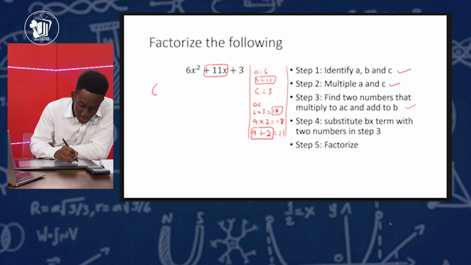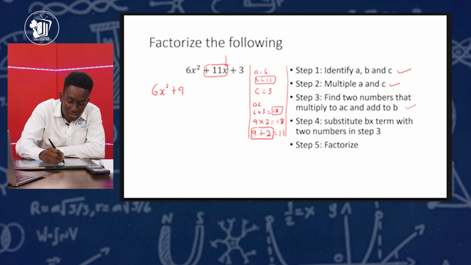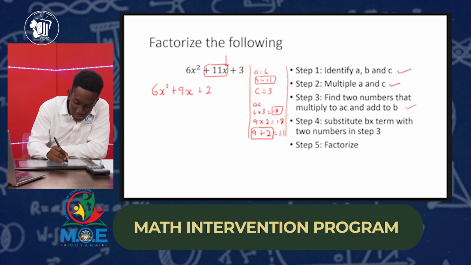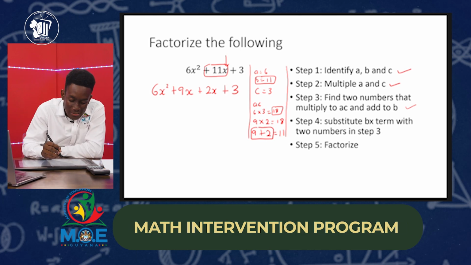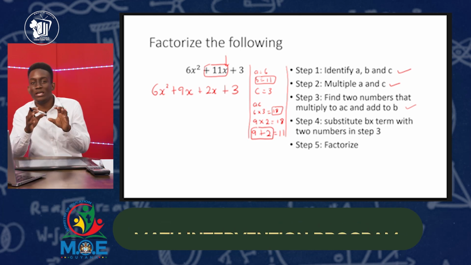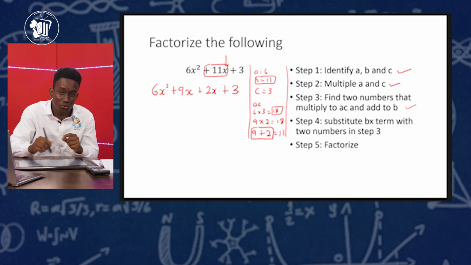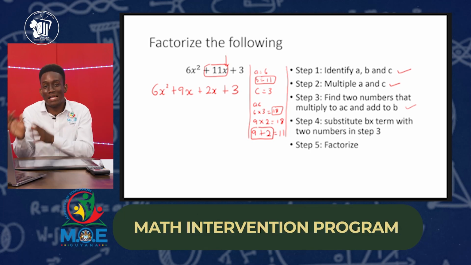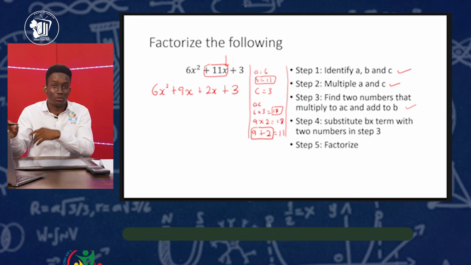So this now becomes 6x squared plus 9, but we can't just put 9 alone. We must attach whatever variable is here, so we put that variable with the two numbers. This would be 9x plus 2x plus 3. And if we simplify 9x plus 2x, we get 11x. So it's like expanding it with two suitable numbers, but you can't just use any two numbers because our answer would be wrong. That is why we had to go through the steps of finding AC, then finding two suitable numbers that multiply to give you AC and add to give you B, and then replacing the B with those two numbers.